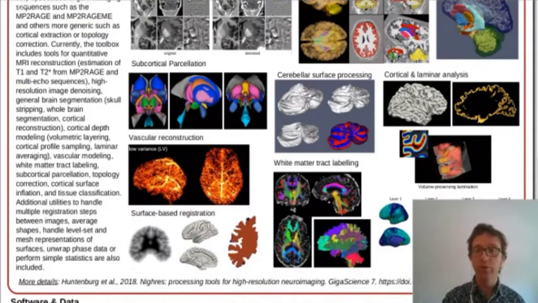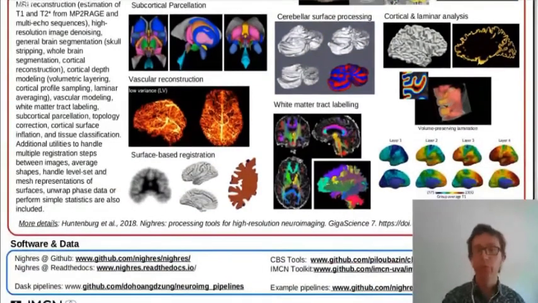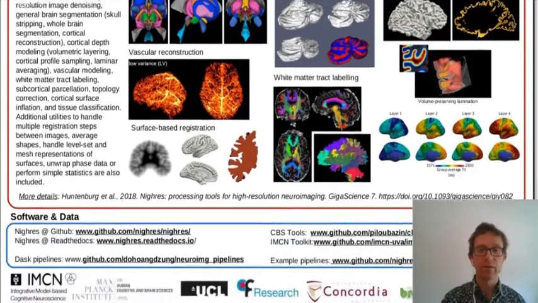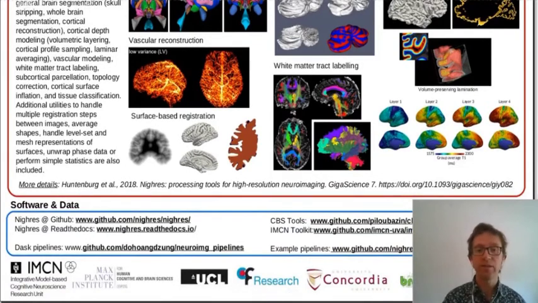We also have a lot of little tools, for instance, topology corrections or tissue estimations, that have also been included in the toolbox. You can grab it at one of those links, including some example pipelines that run through actual data that we've been using.